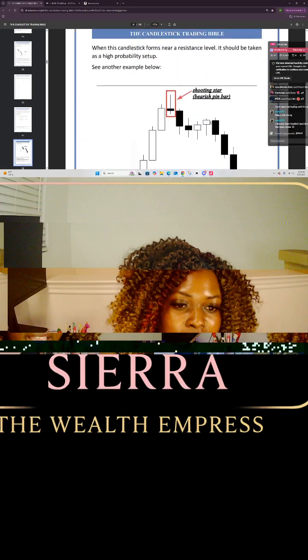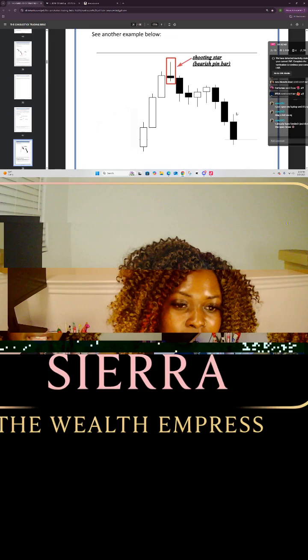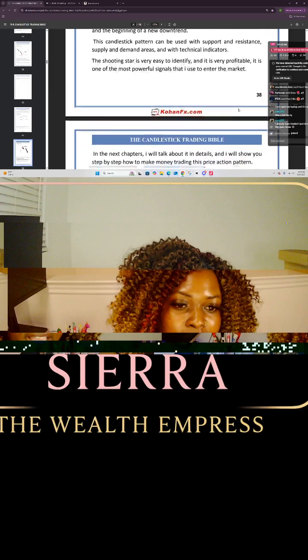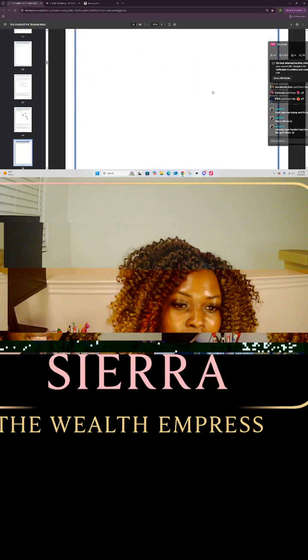All right, so when this candlestick forms near our zones, it should be taken as a high probability setup. Definitely not support and resistance, but near our fair value gap zones, okay? In the next chapters, I will talk about it in detail and I will show you step by step how to make money trading this price action pattern.